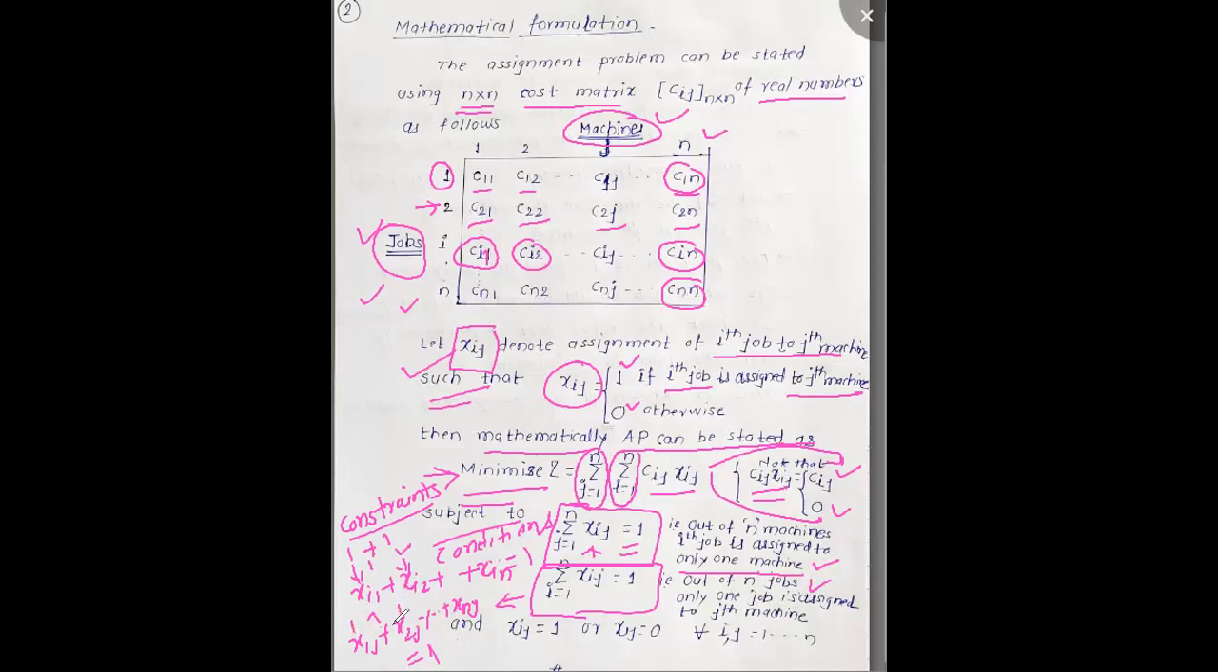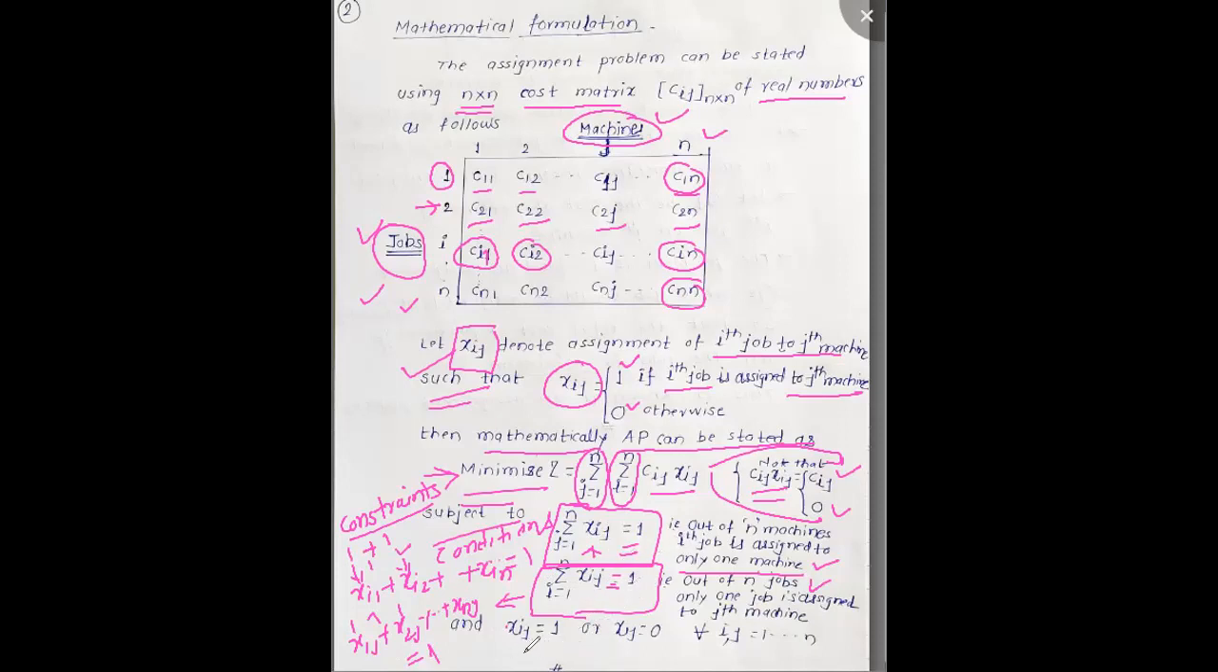two variables will take value 1, and 1 plus 1 will be 2, but we do not want the value on the left hand side to be greater than 1. We do not want it 2, 3, 4. We want it 1. It is possible only when, out of n jobs, we assign only one job to the jth machine. In that case, this sum will be 1. So these are the conditions.